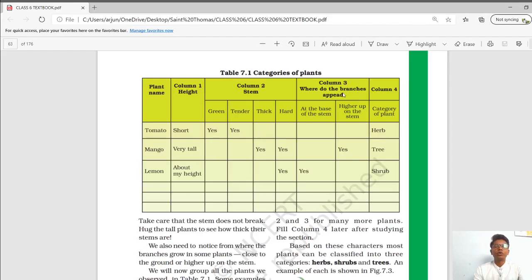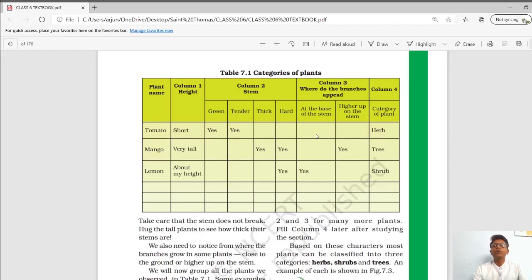Column 3: where do the branches appear? Here one spelling mistake is there. Instead of D, R will come. So where do the branches appear? At the base of the stem, or higher up on the stem. So you know that tomato does not have branches. We will see in detail what that stem is called.